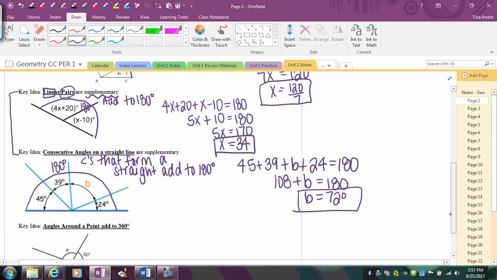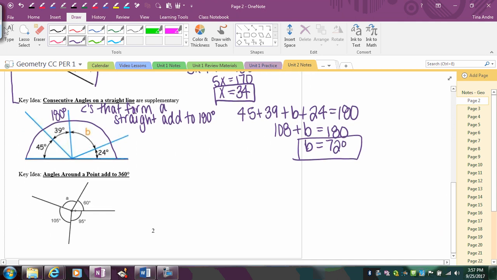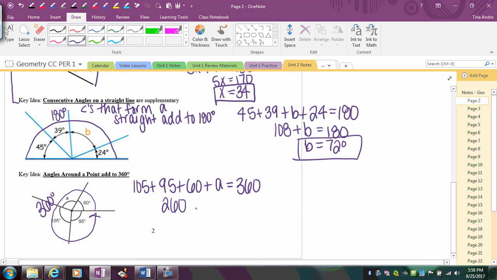And then for the last one here, what happens if you have angles that go around a point? So basically, all of these angles share a common vertex at a point, and together, if you look, they form 360 degrees. They form a circle. So they would add up to 360. So angles around a point is what we call those. Those are always going to add to 360. So we have 105 plus 95 plus 60 plus A equals 360. Combine your like terms here. You get 260 plus A equals 360. Subtract 260 from both sides and you get A equals 100.